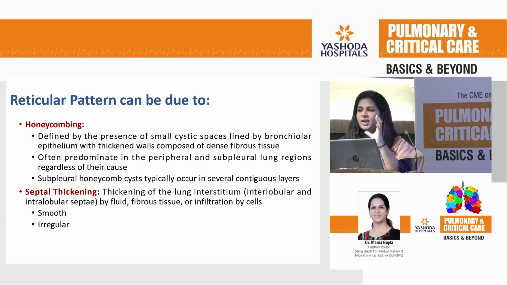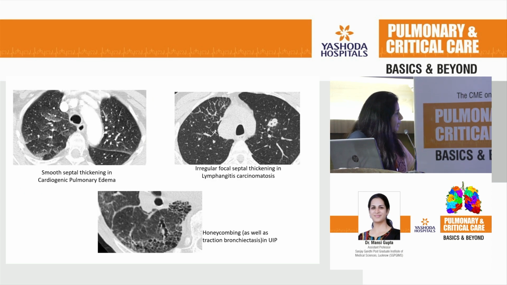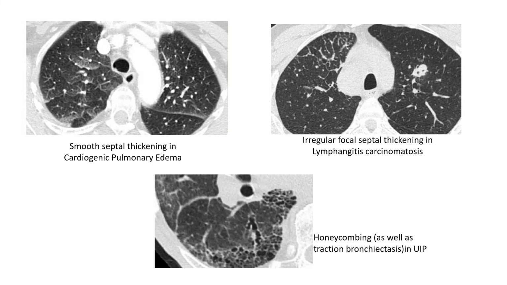So if they are thickened and prominent, they will lead to smooth or irregular thickening of the septum. So let us look at some patterns. This is smooth septal thickening. Can you appreciate the septum here? These are the septum which are prominent, here, here. But they are smooth, they are not beaded, right?